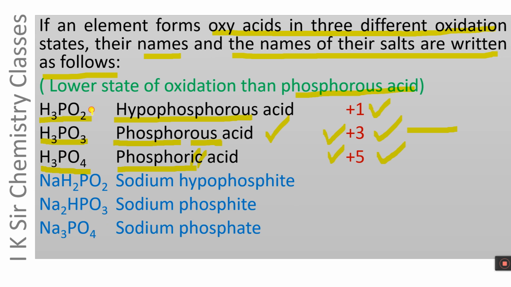NaH2PO2 is the salt of H3PO2, hypophosphorus acid. Accordingly, its name is sodium hypophosphite. Na2HPO3 is the salt of H3PO3, phosphorus acid. Its name is sodium phosphite. Similarly, Na3PO4 is the salt of H3PO4, phosphoric acid, and hence its name is sodium phosphate.